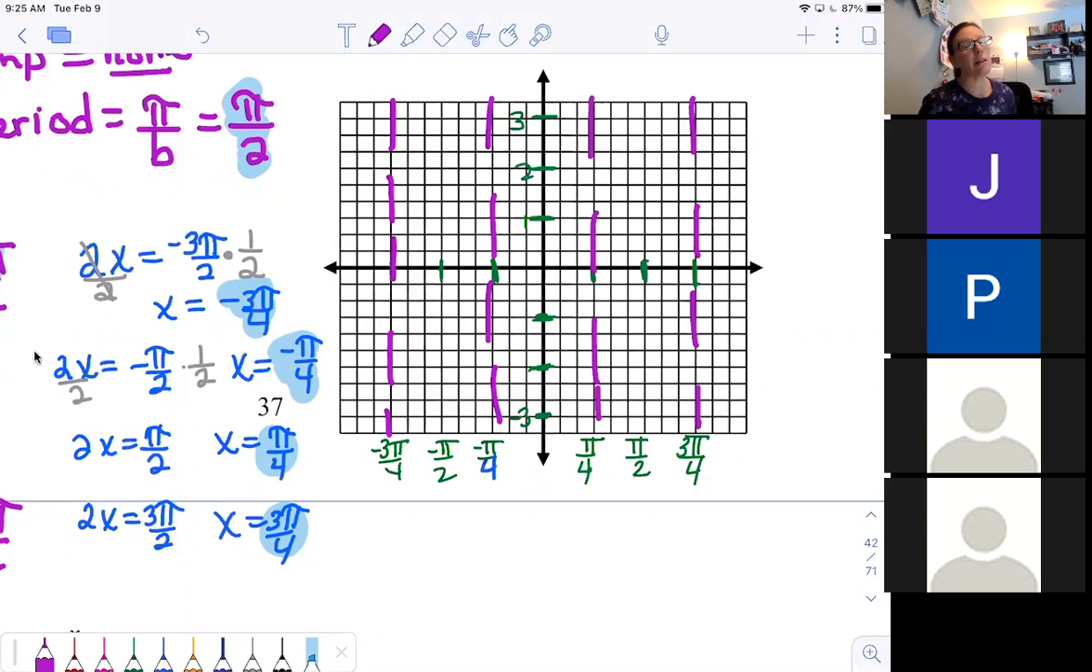Caden, what goes in the middle of every pair of asymptotes? A point. Yeah, the point, the x-intercept. So the x-intercept is in the middle of every pair of asymptotes. The direct middle, so at negative pi over 2, at 0, at pi over 2.